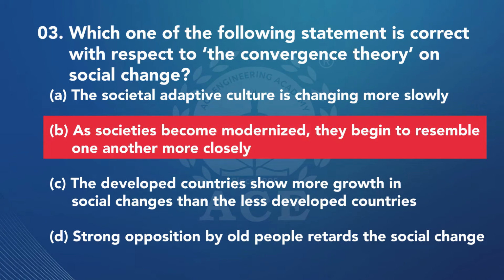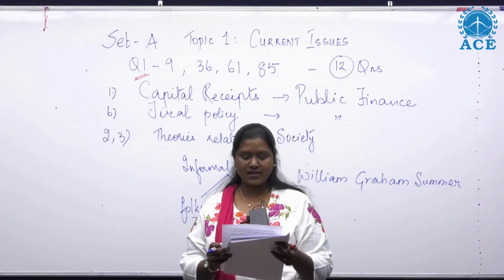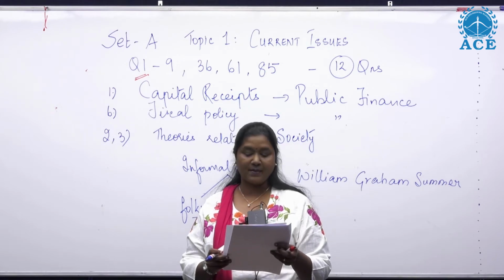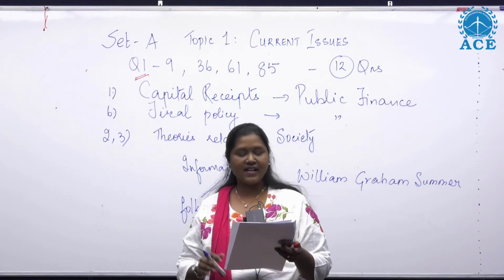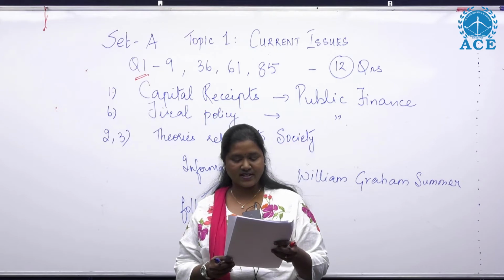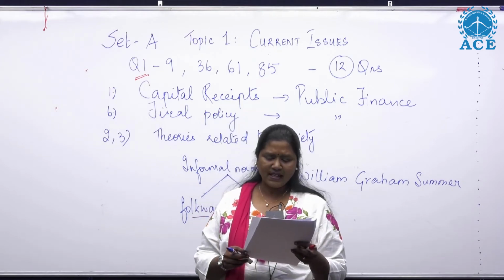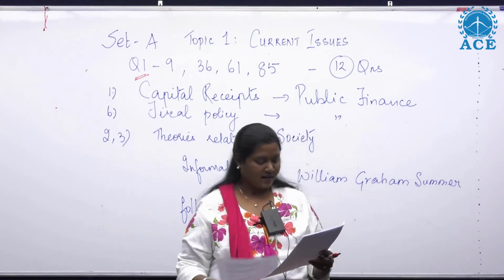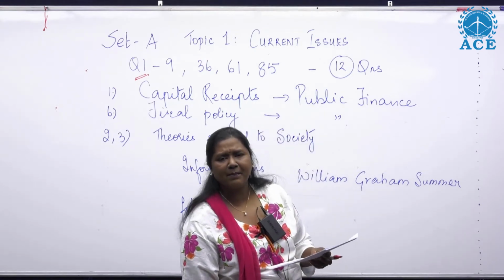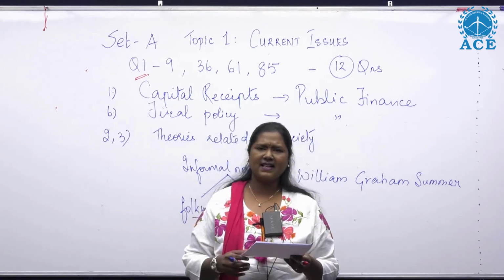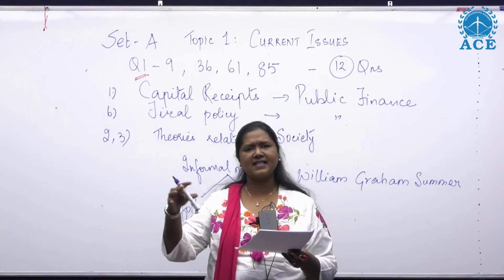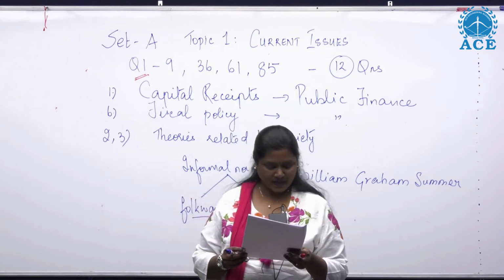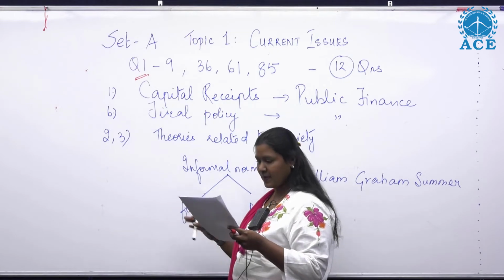So convergence theory presumes that as a nation moves from early stage of industrialization towards rapid industrialization, they begin to resemble each other in terms of societal norms and technology, right. So you can take any kind of development or industrialization, anything that is taking place, all these societies start resembling each other. Okay. So we are done with the third question.